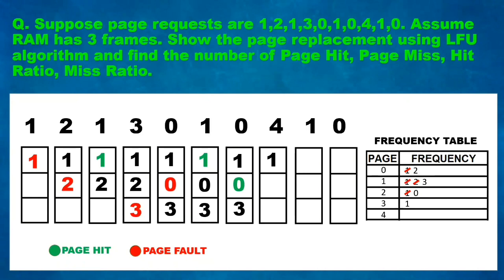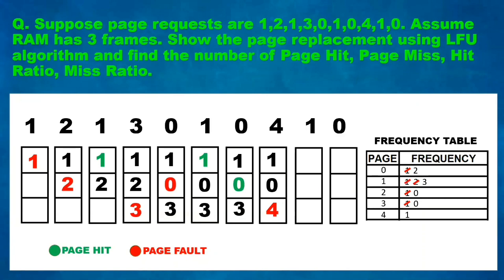And between 1, 0 and 3, which page has the least frequency? So you can see from the frequency table that page 3 has the least frequency, so page 3 will swap out and page 4 will swap in. So the frequency of page 3 becomes 0 because page 3 is already swapped out from the RAM, and the frequency of page 4 becomes 1.